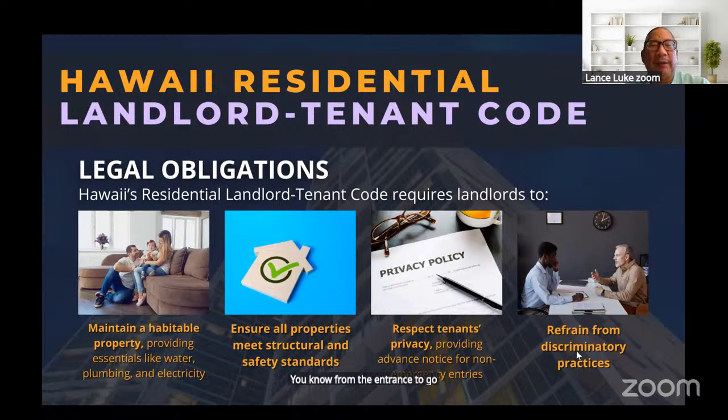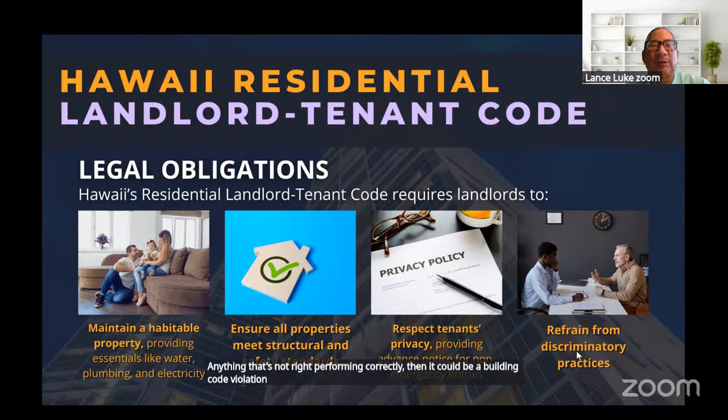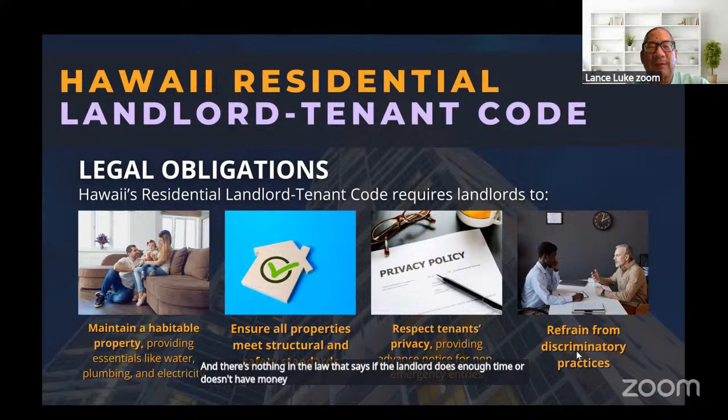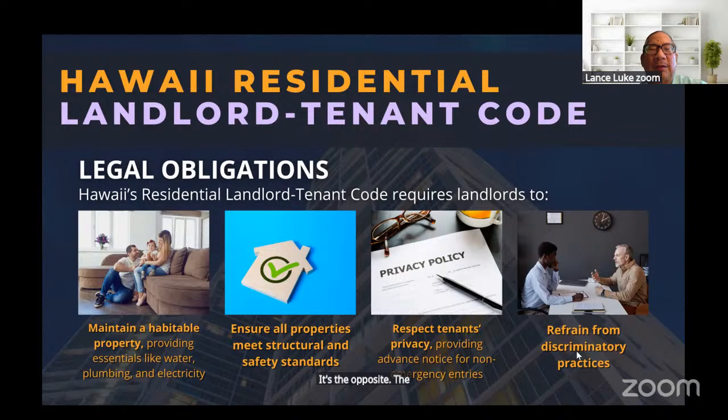So anything that's not right, not performing correctly, and it could be a building code violation, the landlord is required to fix. And there's nothing in the law that says if the landlord doesn't have time or doesn't have money, he doesn't have to fix it. Okay? It's the opposite. The law requires the landlord to fix these things.